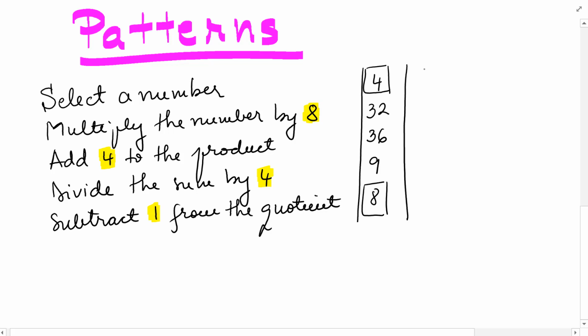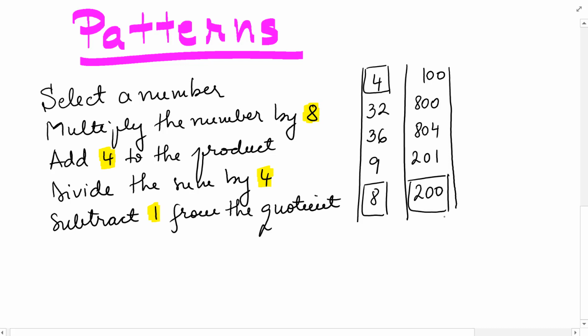Let's pick another number. 100. Multiply the number by 8. 100 times 8, 800. Add 4 to the product. 800 plus 4, 804. Divide the sum by 4. 804 divided by 4, 201. Subtract 1 from the quotient. 201 minus 1, 200.